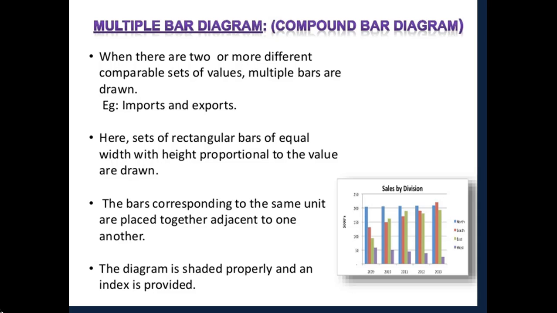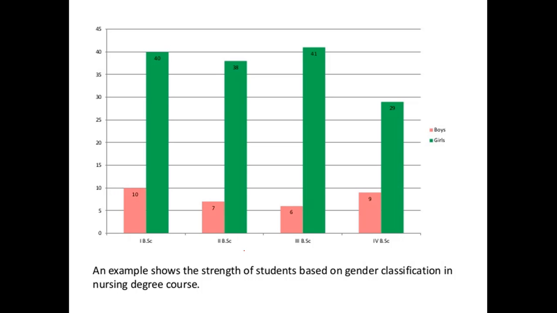Now let us understand the concept of multiple bar diagrams. When there are two or more different comparable sets of values, multiple bars are drawn. That is in order to show import and export on the same diagram. Here, sets of rectangular bars of equal width with height proportional to the value are drawn. The bars corresponding to the same unit are placed together adjacent to one another. The diagram is shaded properly and an index is provided. So bar diagrams will be drawn like this.